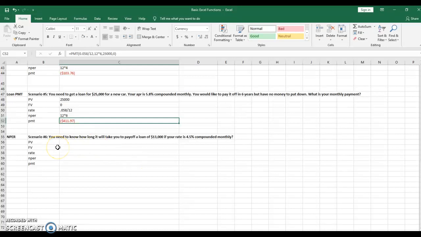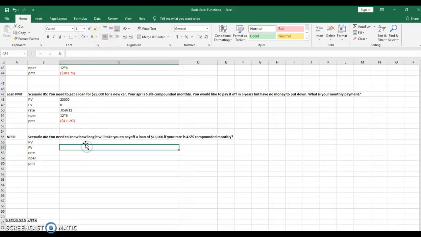Okay. All right, last scenario is NPER. This one you don't use very often, but this is when you want to find the time to pay something off or to save something. So in this case, it says you need to know how long it will take you to pay off a loan of $13,000 if your rate is 4.5% compounded monthly. So let's fill that in really quick.